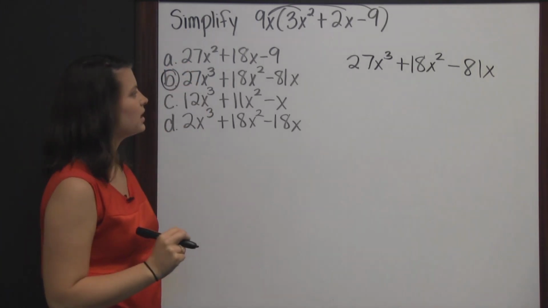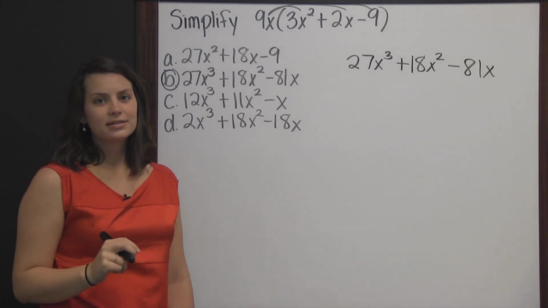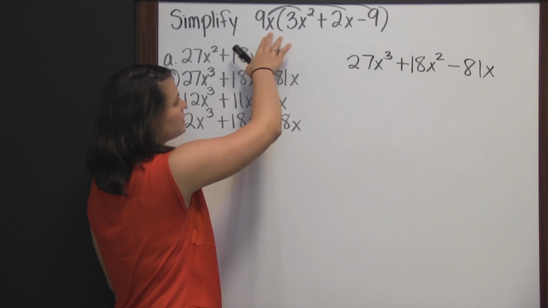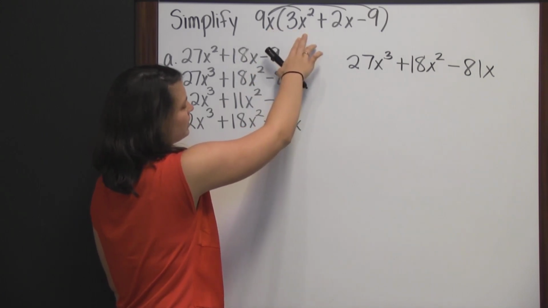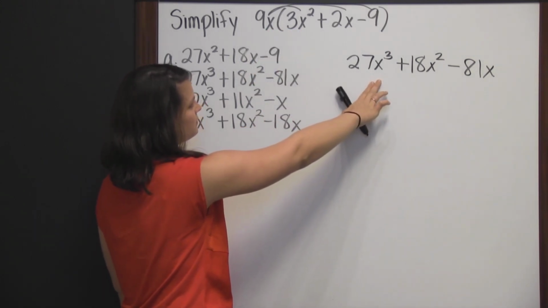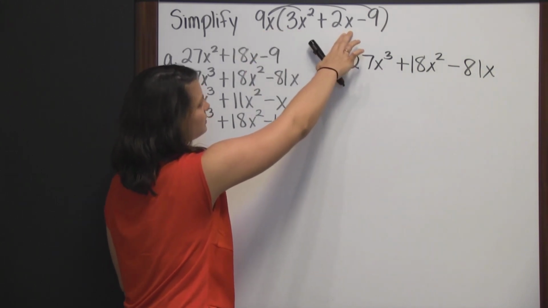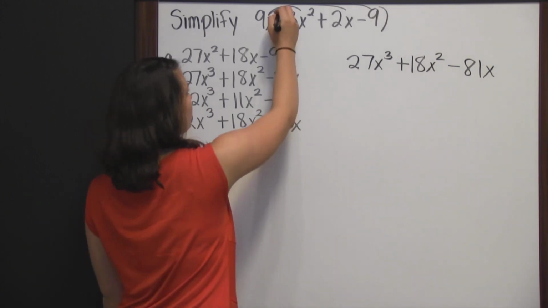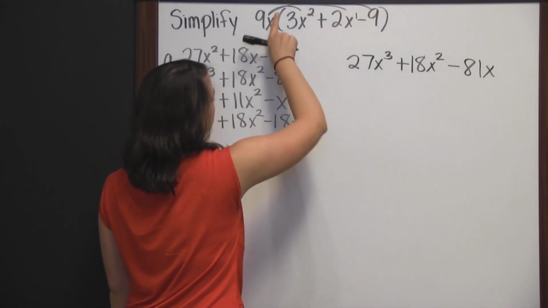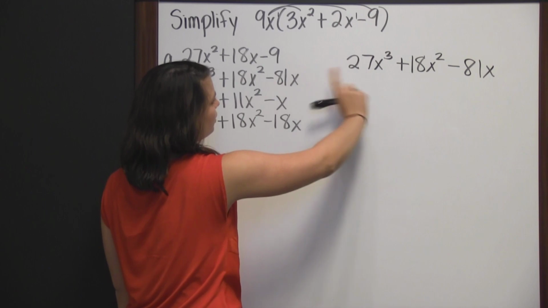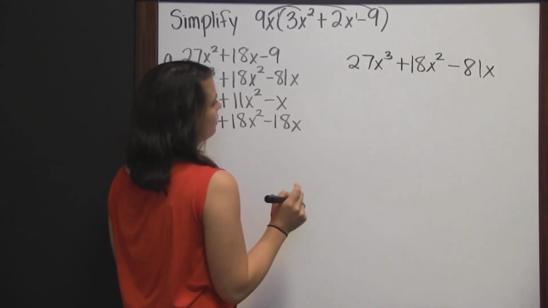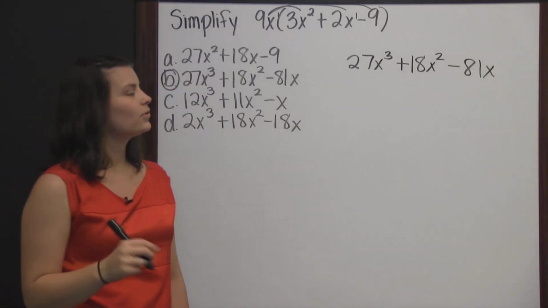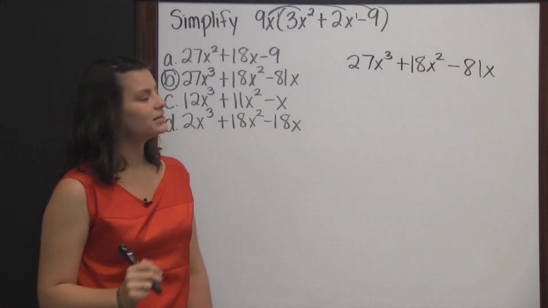27x cubed plus 18x squared minus 81x. So remember that when you multiply x times x squared, you're adding the exponents. And that's where the x cubed comes from. X times x, again, you're adding those exponents, and those have an imaginary exponent of a 1, both of them. So x to the first times x to the first is x squared. You add the exponents, 1 plus 1. And then 9x times 9 is 81x, or negative 81x because of the minus in front of the 9.